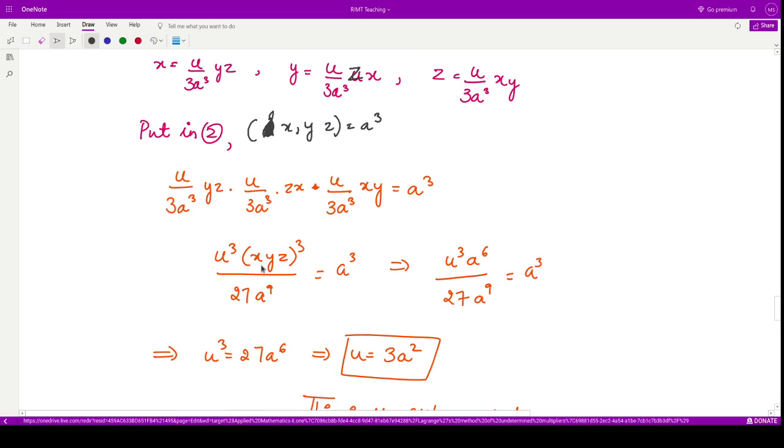This now, x y z, again becomes a cube. Why? Because this is the given constraint, x y z is equal to a cube. So we are again substituting this value over here, and we are calculating u in terms of a. So it comes out to be 3a square.